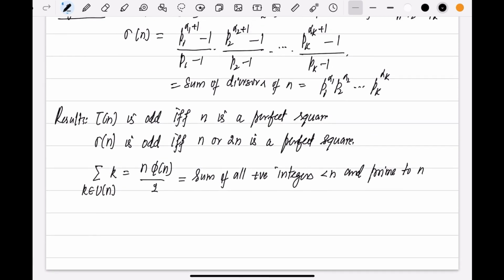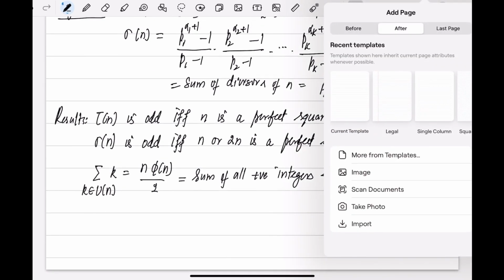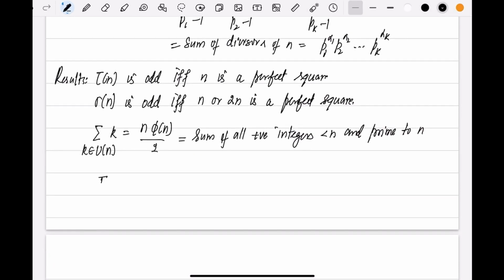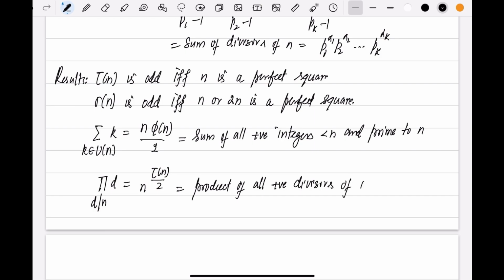So the sum of all integers which are less than n and relatively prime to n is given by n phi(n) by 2. And we have another property, the product of all divisors of n: the product over d dividing n of d is equal to n to the power tau(n) divided by 2. So this is equal to the product of all positive divisors of n. So these are also two nice formulas.